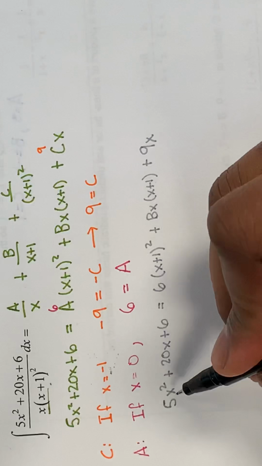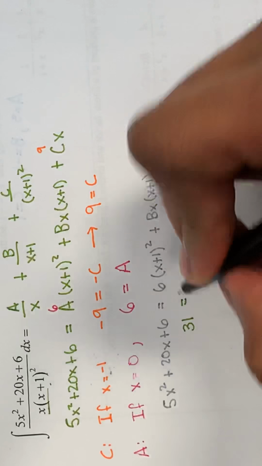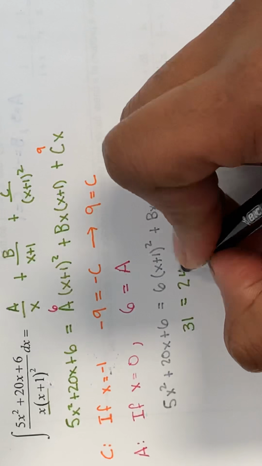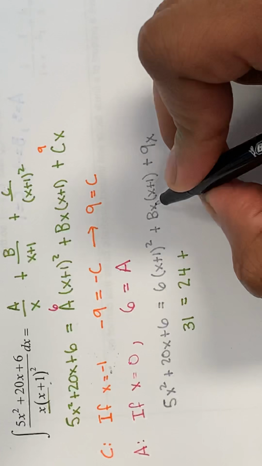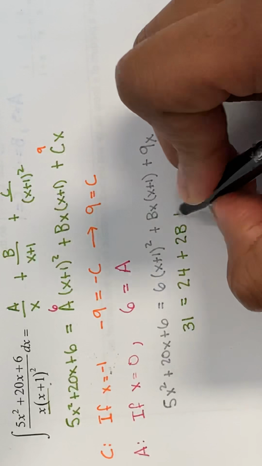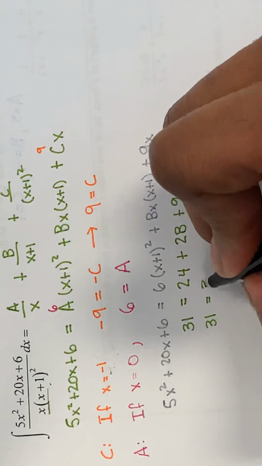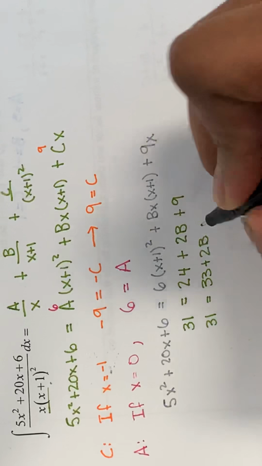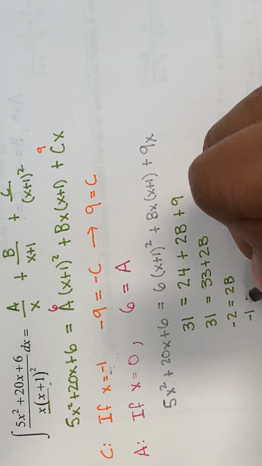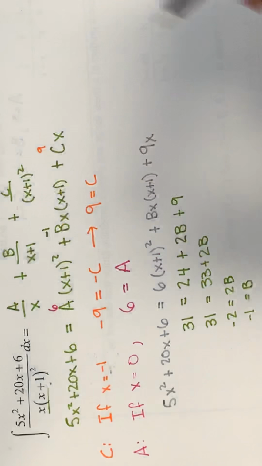If x is 1, then we'll have 5 plus 20 plus 6, which is 31. So 31 would equal, if x is 1, 1 plus 1 is 2, 2 squared is 4, times 6 is 24, plus, if x is 1, we're going to have 2 times 1 times B, which would be 2B plus 9. So total, we're going to have 31 equals 33 plus 2B, and then we subtract 33 from both sides, we get -2 equals 2B, and so -1 equals B. So now we finally know that B is -1.